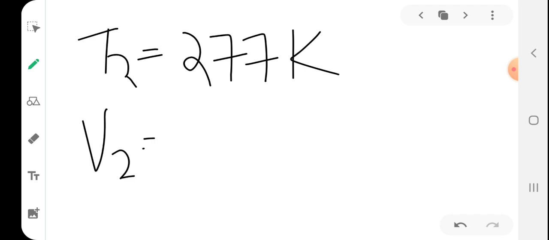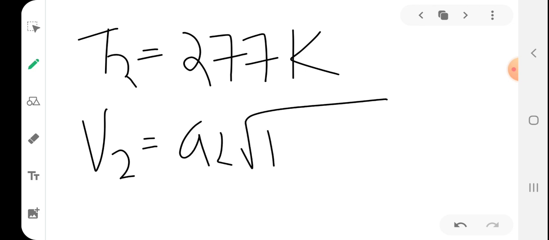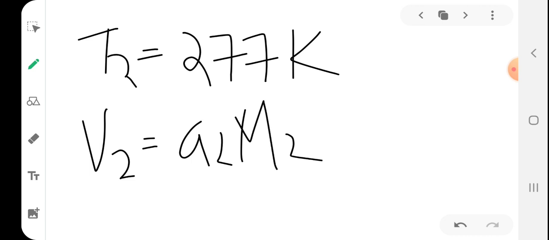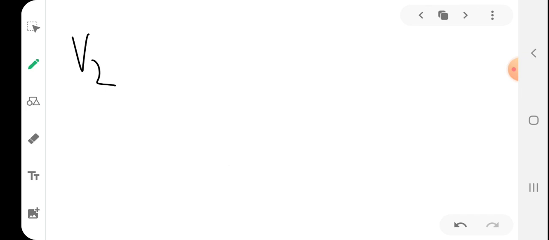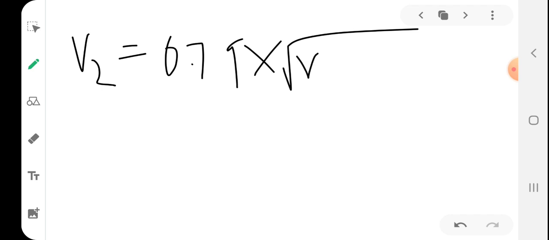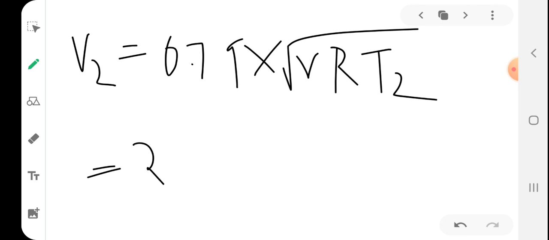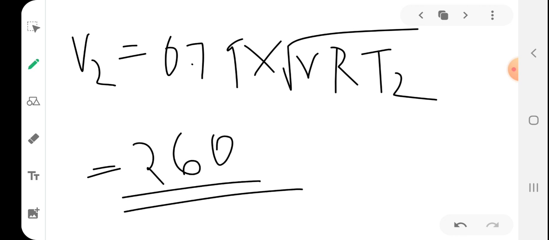Now V2 is nothing but A2 into Mach 2, right? Mach 2 is known. So V2 equals Mach 2, which is 0.78, into A2, which is root gamma R T2, and T2 is 277. You will get 260 meter per second. This is the value of velocity at section 2. So P2, T2 and V2 are obtained.